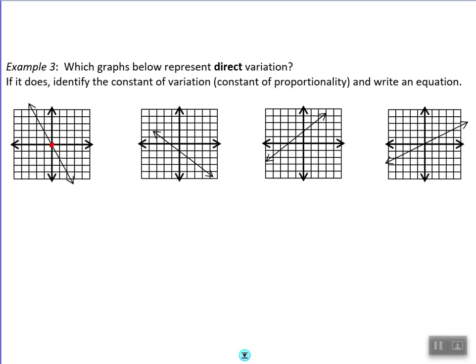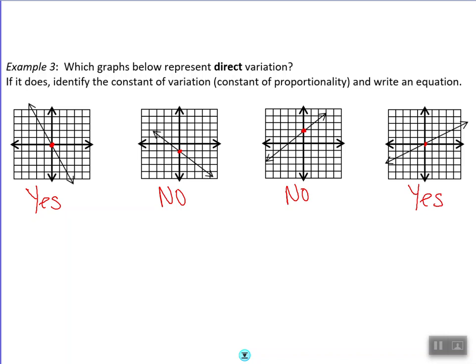The y-intercept of our first one is 0, so that means that this is direct variation. The y-intercept of our second one is -1, so it is not direct variation. The y-intercept of our third graph is 2, so it is not direct variation. And the y-intercept of our fourth graph is 0, so it is direct variation.